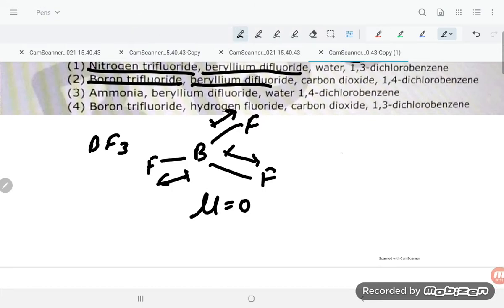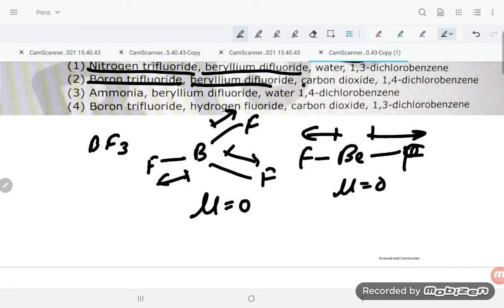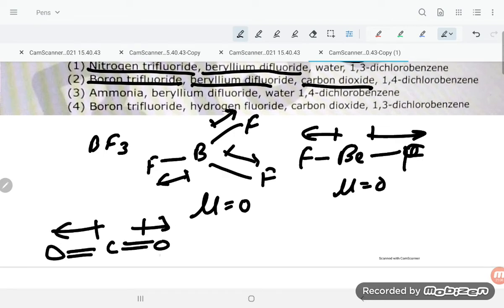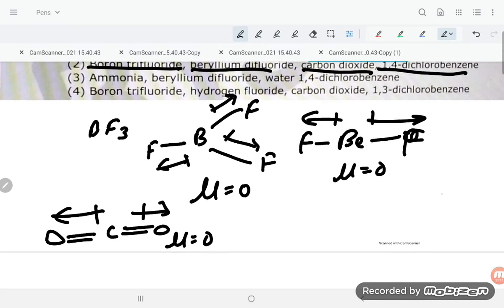Beryllium difluoride, BeCl2: here Cl, and here F, this is F. So on this side, mu is equal to 0. Carbon dioxide, C double bond O, C double bond O, so here mu is equal to 0. Next, 1,2-dichlorobenzene and 1,4-dichlorobenzene. In 1,4-dichlorobenzene, Cl will be here and here, so the dipole moments cancel, and mu is again 0.